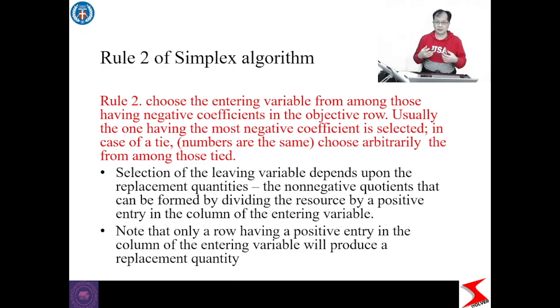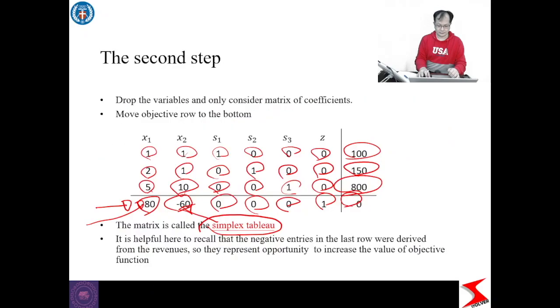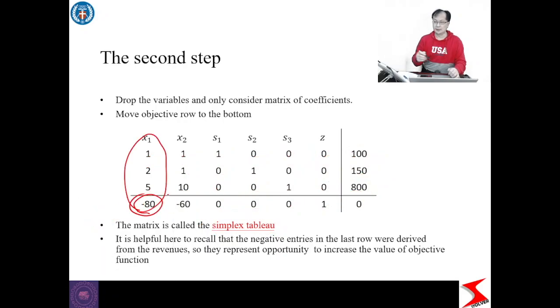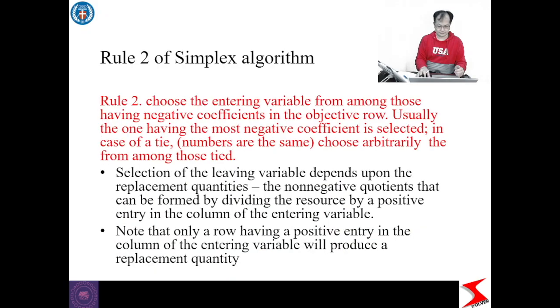But how can we determine which one is entering and which one is leaving? It is according to rule 2. Rule 2: choose the entering variable from among those having negative coefficients in the objective row, like here. This is the objective function. We have 2 possibilities, x1 or x2, as an entering variable. Usually the one having the most negative coefficient is selected.